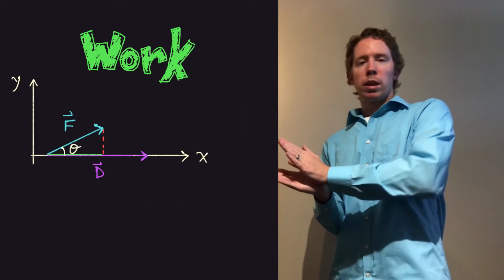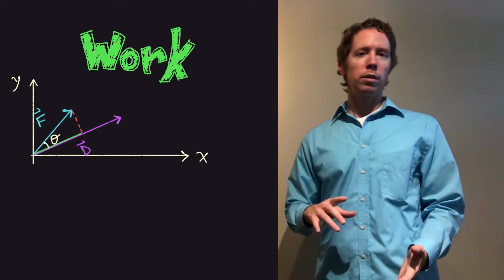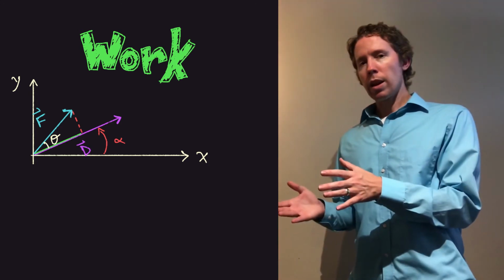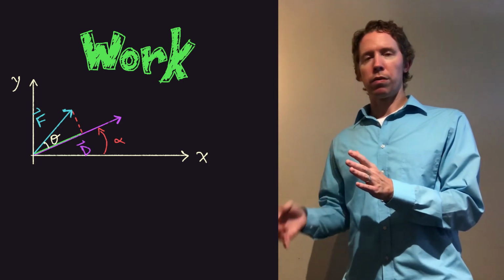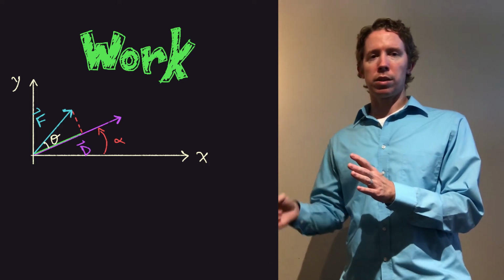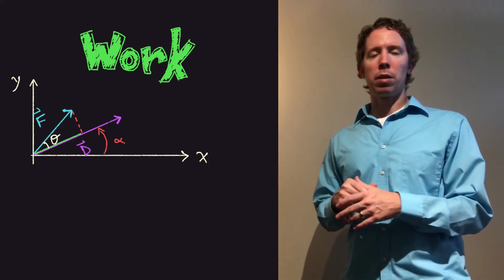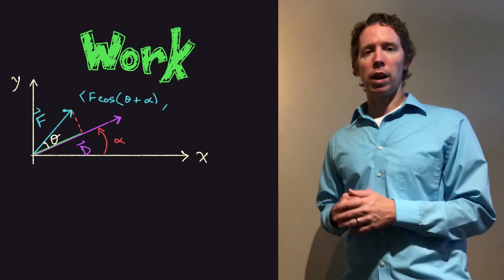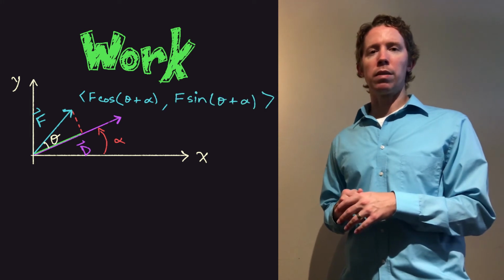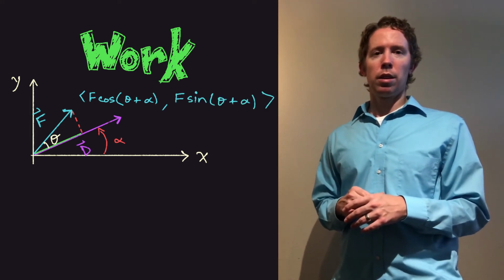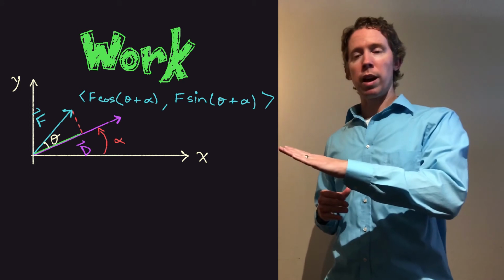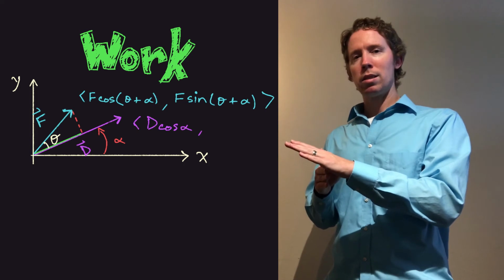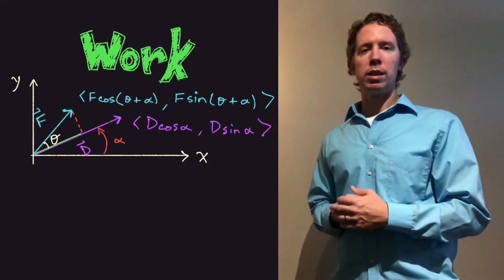So what if we take that same type of situation and we rotate it? Let's say we rotate it through an angle of alpha from the positive x direction. Our new force vector, if you take the full angle from the positive x-axis to the force vector, it's alpha plus theta. So the x component is F times cosine of theta plus alpha. The y component is F times sine of theta plus alpha. And the displacement vector now has been rotated also, so its x component is d times cosine alpha, and then y is d times sine alpha.